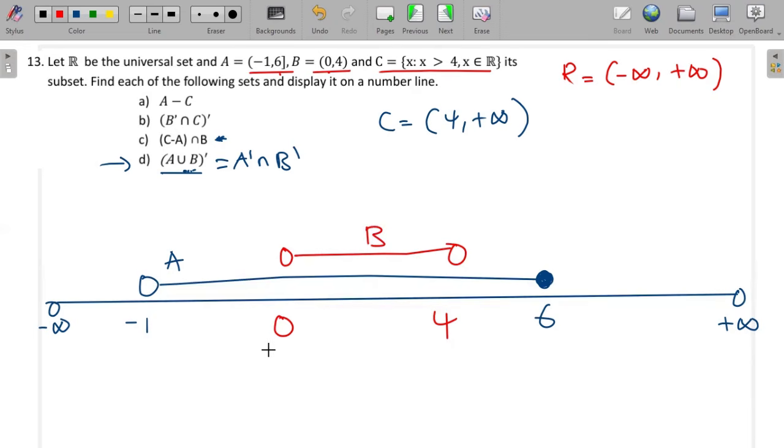So what is my A union B? A union B, remember, we're getting everything in A, everything in B, but not repeating anything. So it means this whole set here from minus 1 to 6, that's the union, because B is just within the A. So my A union B is actually just the set A.